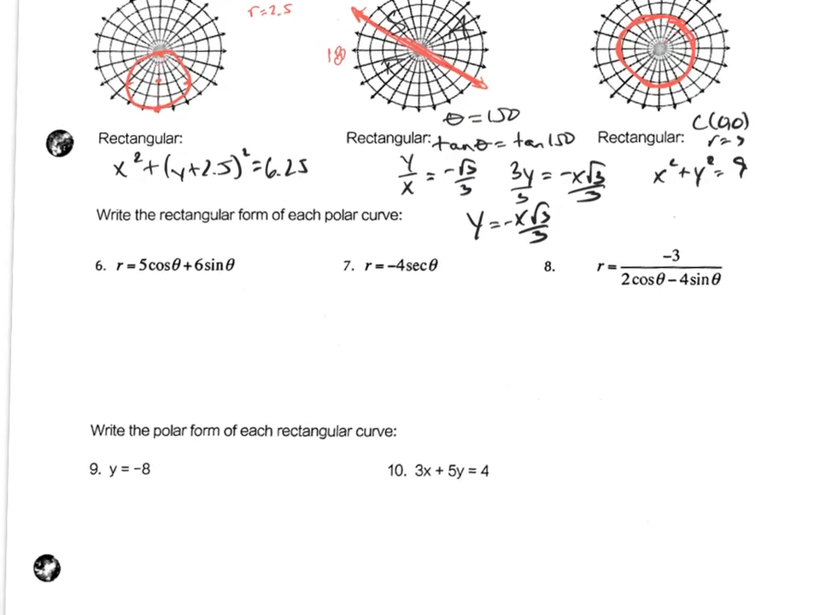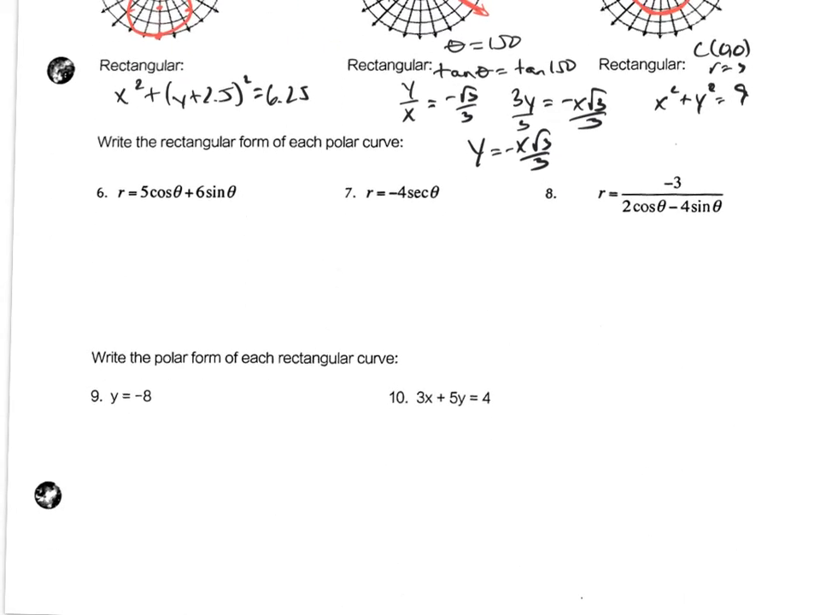Then, as you know, we have more complicated versions. The rectangular form means no r, no theta, no words, just all x's and y's. For number 6, you would multiply both sides by r, because you want to kind of force the issue to have the r cosine theta and the r sine theta, and that's how you would accomplish that. So this is r squared equals 5r cosine theta plus 6r sine theta. Well, r squared is x squared plus y squared, and 5r cosine theta is going to be 5x and 6y.